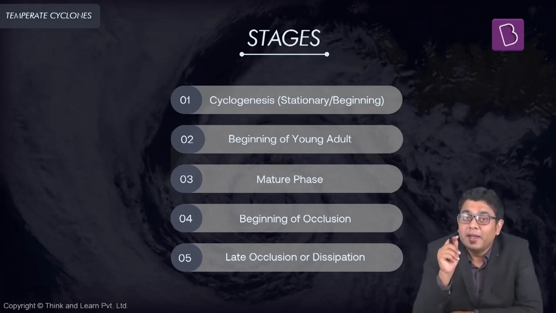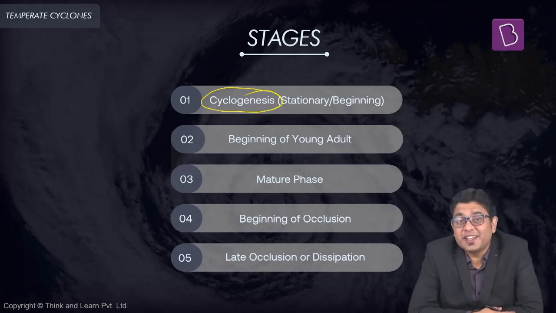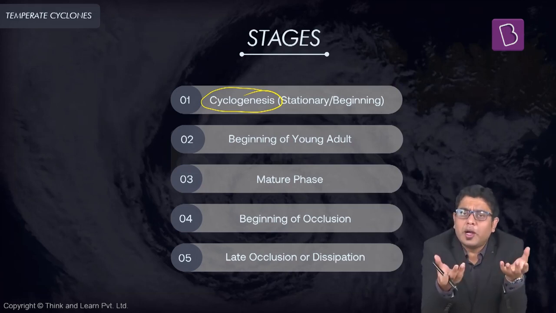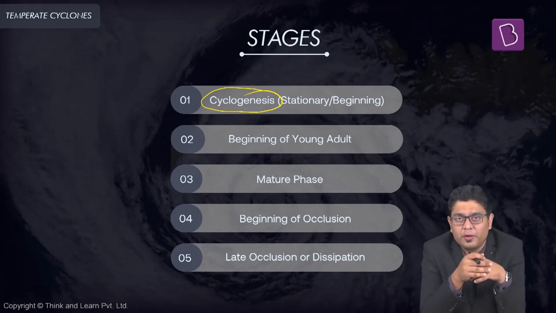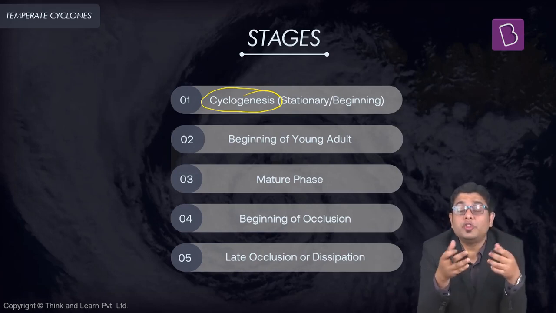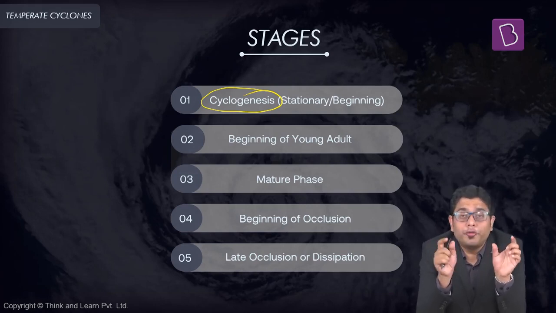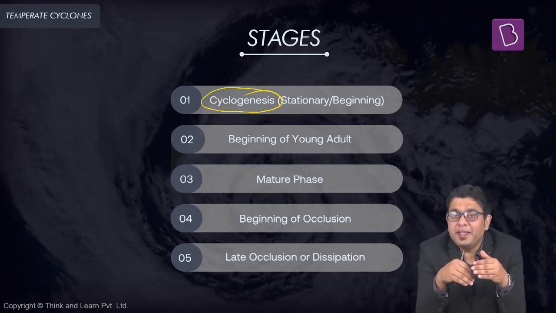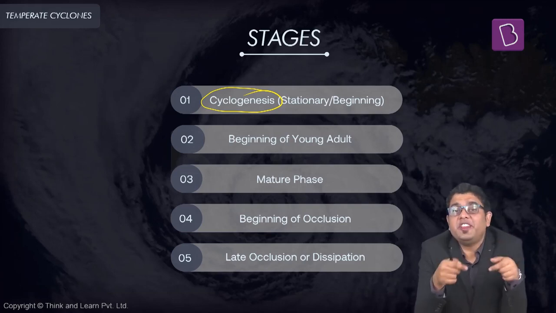It starts with the first stage, that is cyclogenesis or the stationary stage. Now, cyclogenesis is a term that you will come across multiple times both in the case of temperate and tropical cyclones. What do we mean by the term cyclogenesis? So, this cyclogenesis is formed by combination of two different words, cyclones and genesis. Genesis means to be born. So, first stage can always be regarded as the birth of the cyclone.